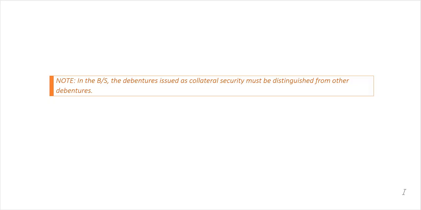An important point to note: in the balance sheet, the debentures which are issued as collateral security must be distinguished from the other debentures, the usual debentures against which a borrowing is made. Such debentures and debentures issued as collateral security, both must be shown separately. We should not mix the two up.